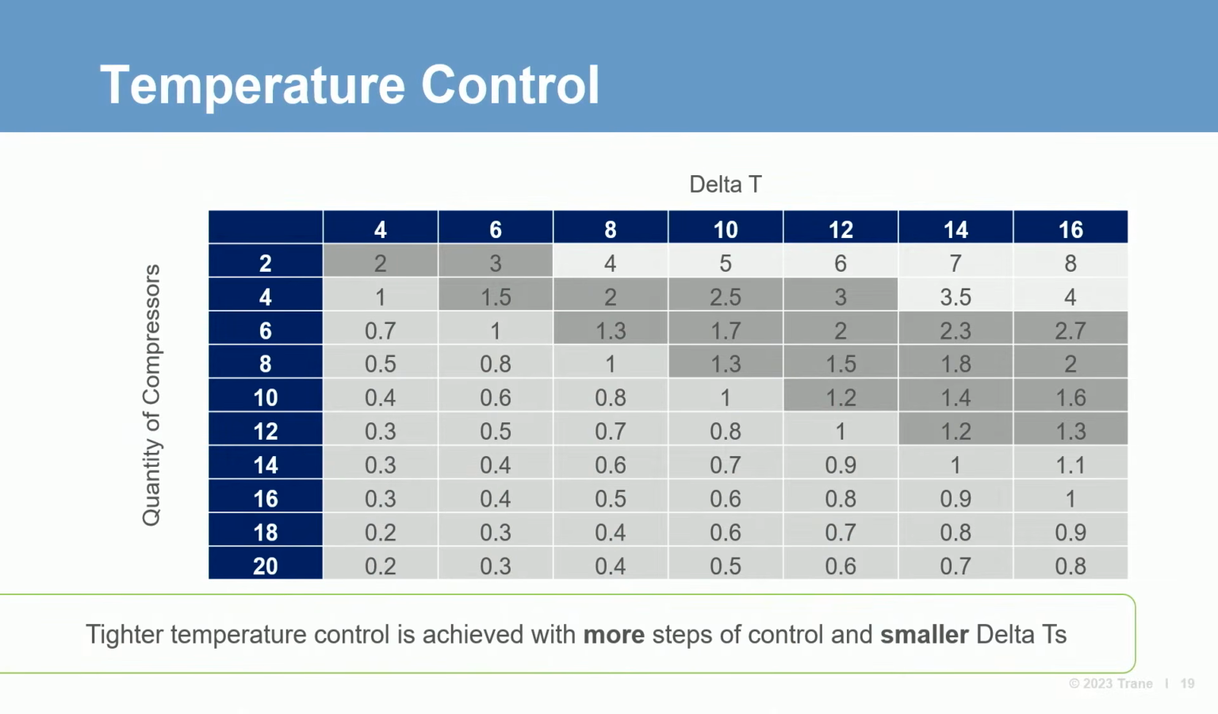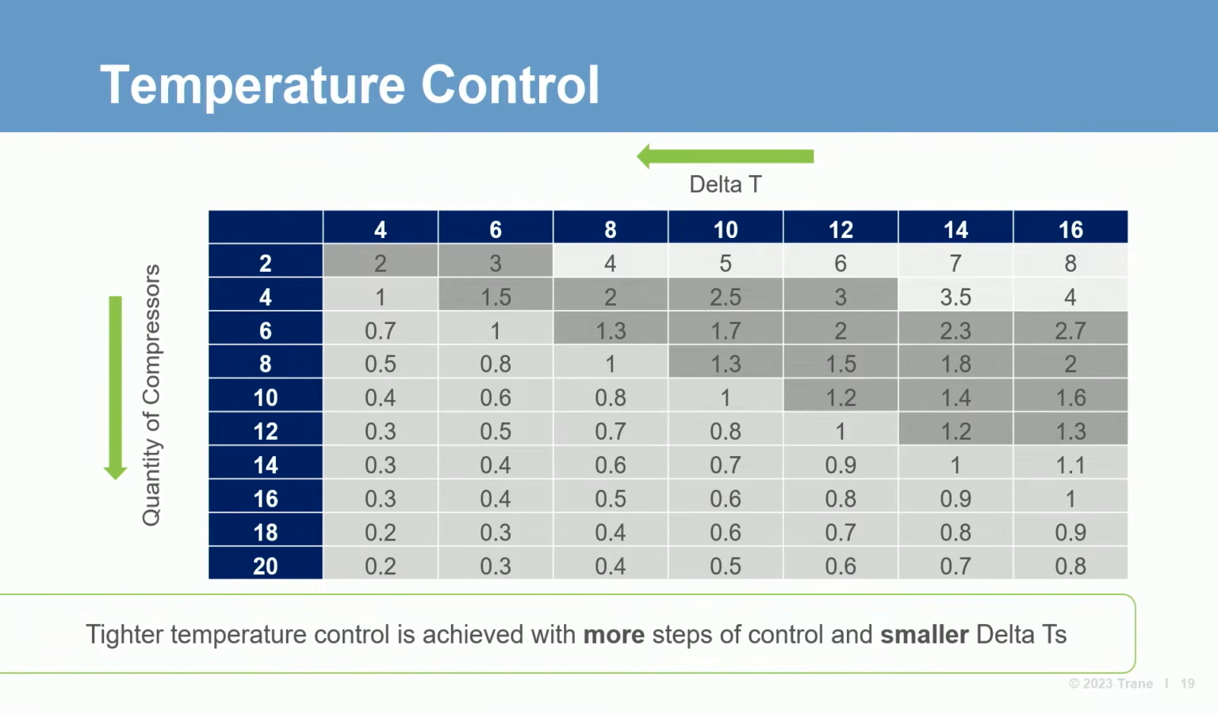Good idea, Sarah. We really can summarize temperature control as a function of delta T and quantity of compressors in a table like this. As the number of compressors increases, each makes up a smaller percentage of the overall chiller output. As delta T decreases, temperature control also improves.